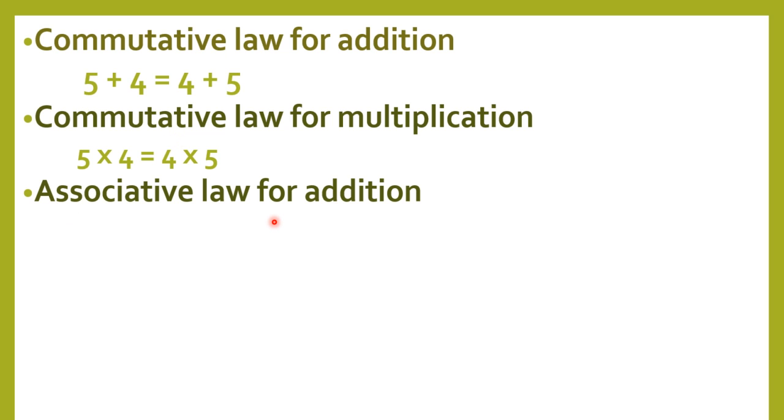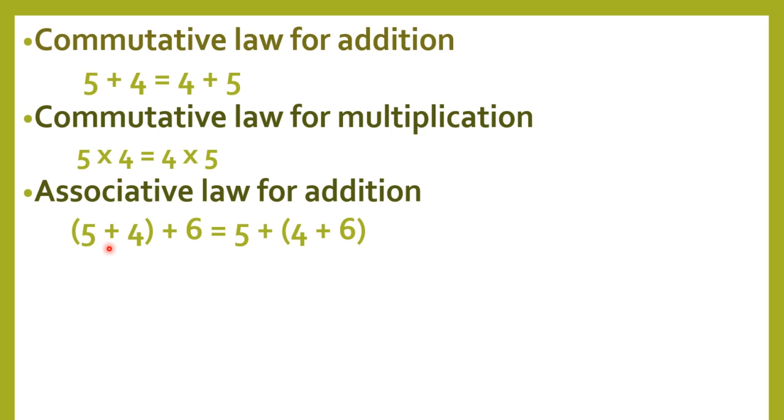But in associative law for addition, we change the group of the number and get the same answer. For example, in this we have group 5 and 4. On my right hand side, I have group 4 and 6. But the numbers are the same. Here we add 5, 4 and 6. And again here we add 5, 4 and 6.